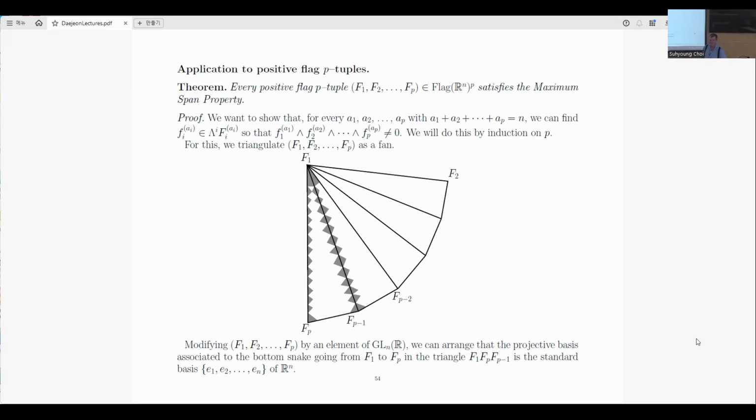And I just noticed. No, sorry. It's because Su Young put the wrong version of the notes on the computer. So I will correct that.